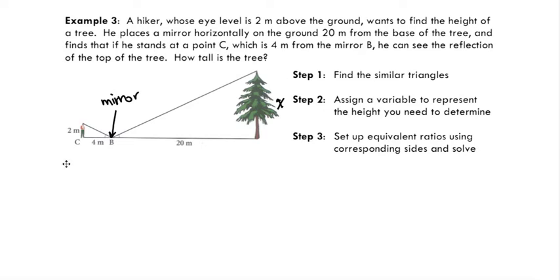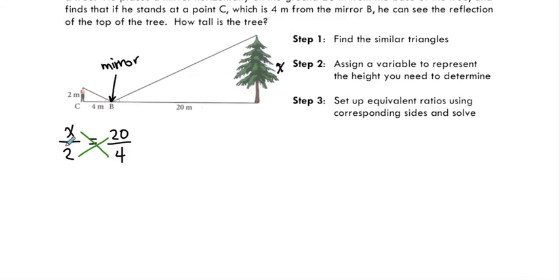So the height of the tree will be in proportion to the height of the man, which is 2 meters. So X over 2 is 1 ratio. Then the length of the distance between the tree and the mirror is 20. And the distance between the man and the mirror is 4, so that's my other set of corresponding sides. So now I'm going to use cross multiplication to solve for my variable X.